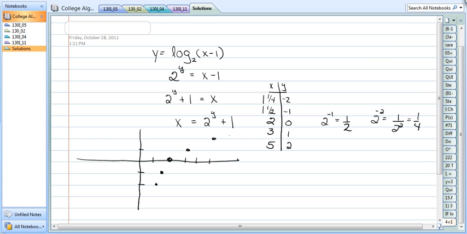And so this function comes in looking like this. And that's the graph of y equals log base 2 of x minus 1.